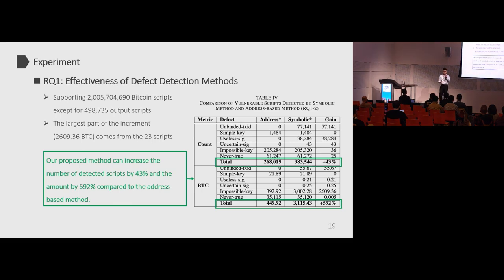The first research question is about the effectiveness. We find our tool supports all the scripts except for nearly 500,000 scripts. And if you look into the table, you can see that our proposed symbolic method increased the number of detected defects by 43%, and the amount by 592%, compared to the naive solution, aka the address-based method. However, one threat is that the largest part of the increment comes from 23 scripts. And we have a detailed description in the paper, right?